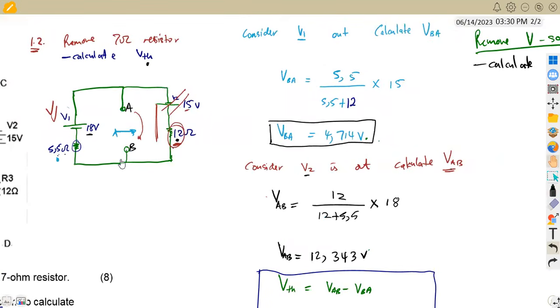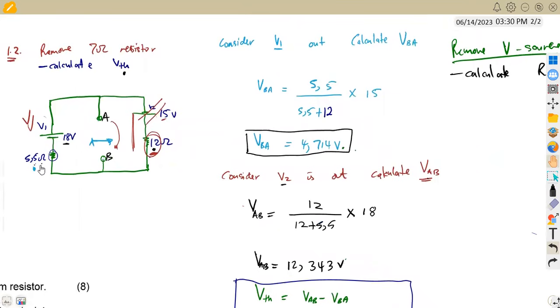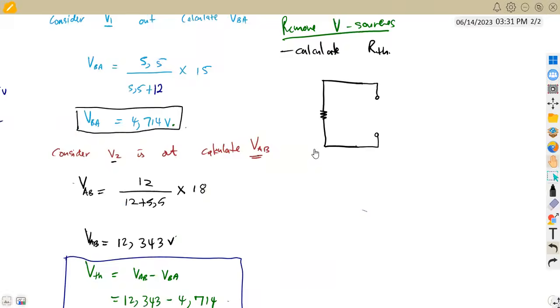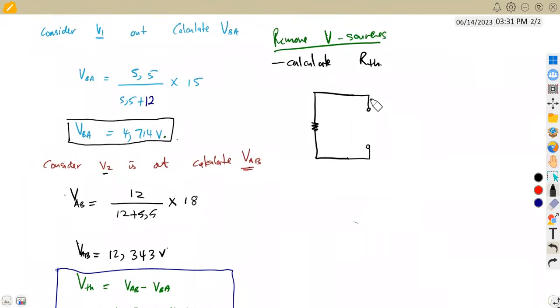As we are focusing on this diagram here, if we remove 18, we remain with 5.5. So here we are going to remain with a resistance of 5.5 like this. We leave A and B as they are, A and B open. So this is what we're going to have. And we move on, we remove the 15 volts. That means we remain with a 12 ohm resistor. So this is what we are going to have. We remain on this part with the 12 ohm resistor. So this will be our circuit diagram. We've got the 12 ohm resistor here.